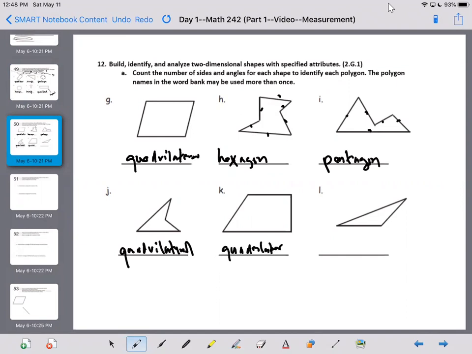Also, this is another version of a trapezoid. And if any student ever asks, well, how do you know it's a trapezoid? Well, you can talk about the parallel lines, that it has at least one, or a quadrilateral needs one pair of parallel lines. And then this next one is just another version of the triangle.